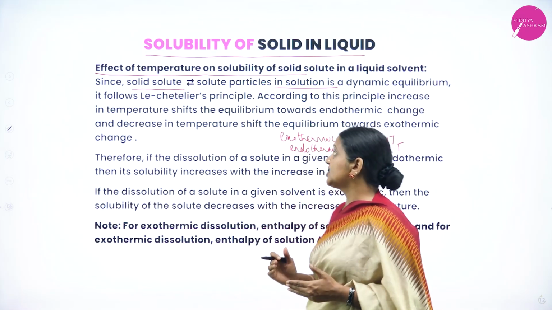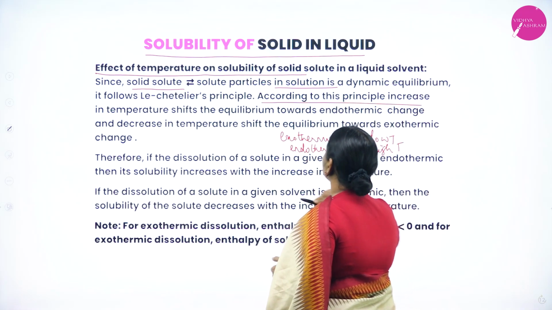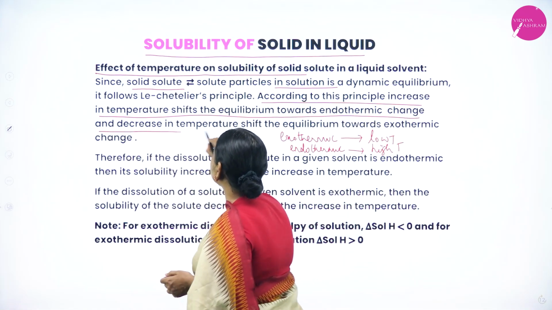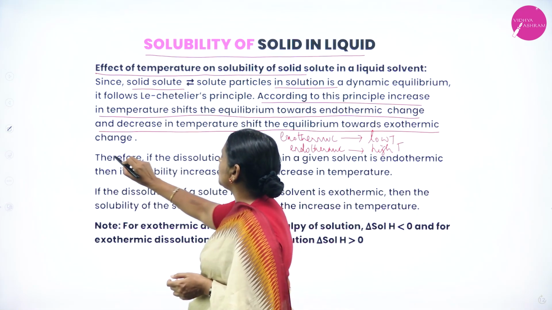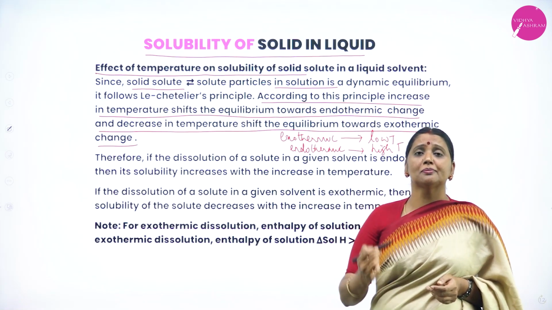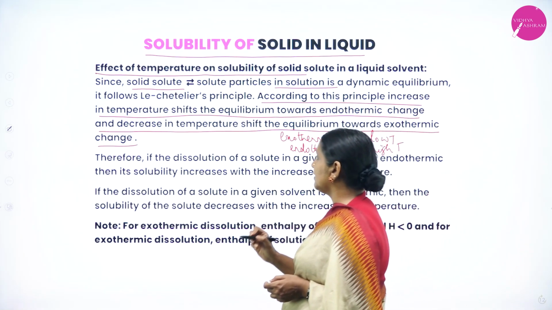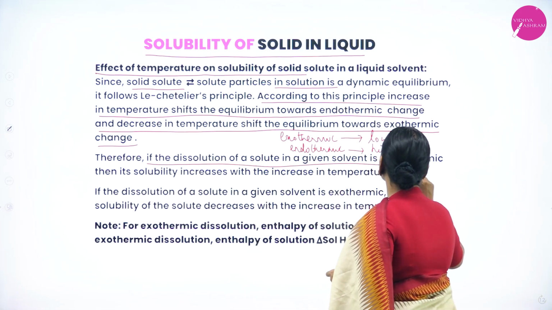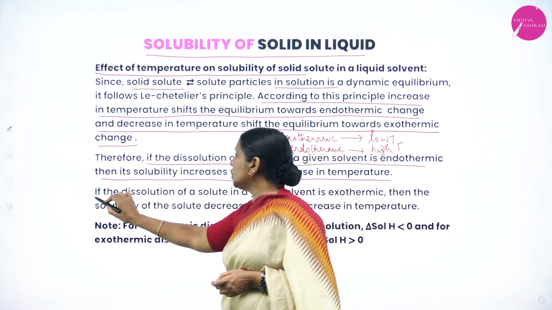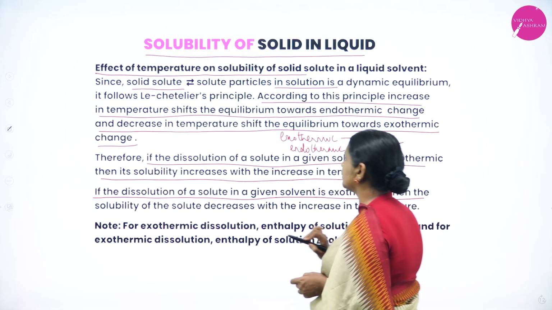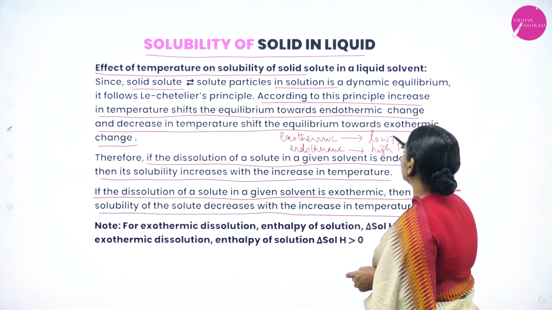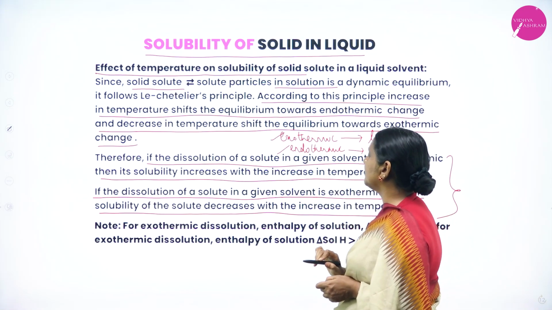It's an application of Le Chatelier's principle. According to this principle, an increase in temperature shifts the equilibrium towards the endothermic change, and a decrease in temperature shifts the equilibrium towards the exothermic change. Therefore, if the dissolution of a solute in a given solvent is endothermic, then its solubility increases with increase in temperature. If the dissolution is exothermic, then the solubility decreases with increase in temperature, because exothermic is favored at low temperature and endothermic at high temperature.